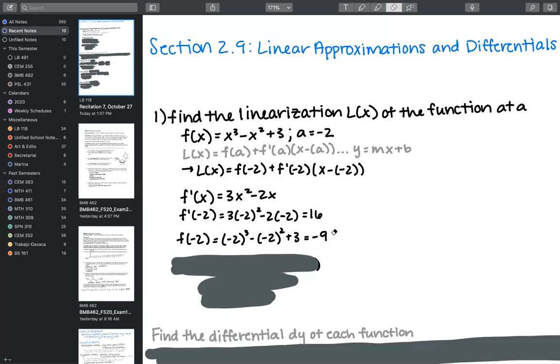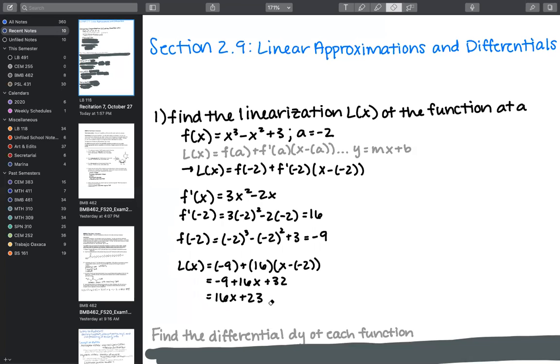And then we also need to find what f of negative 2 is. When we plug into the original equation, we get that that constant is going to be negative 9. And so plugging that all into our linearization equation and then rearranging terms and consolidating, we get that L of x is equal to 16x plus 23. Any questions on how to do a simple linearization problem before I talk big picture?